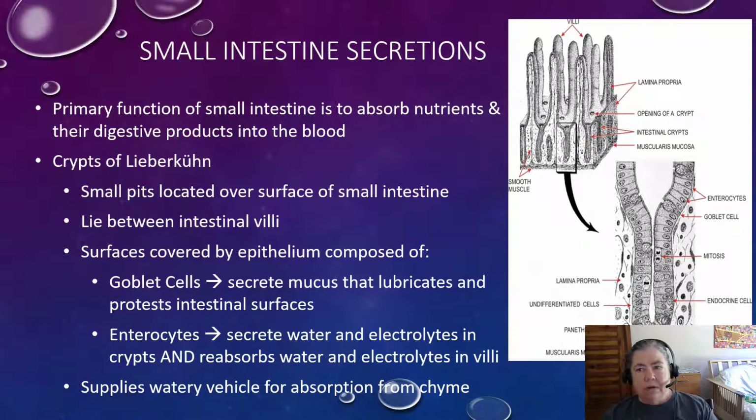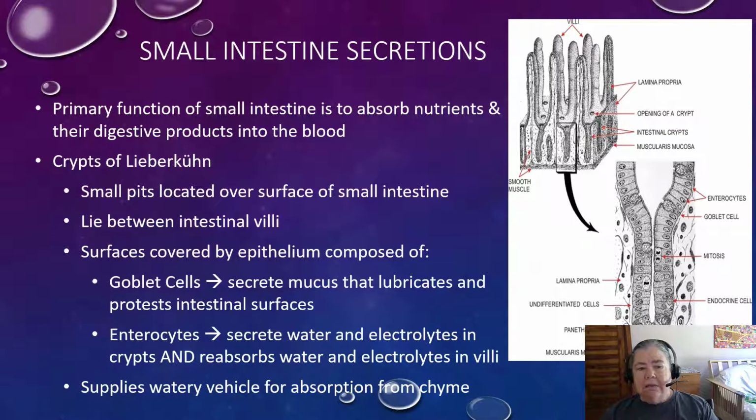However, during the course of a day, a large amount of fluid is secreted into the chyme of the small intestine. Between the intestinal villi, and here we have villi, there are pits that are called the crypts of Lieberkühn. And on the surface of the epithelium of those pits, there are cells that secrete mucus that are called goblet cells, and these goblet cells secreting mucus help to protect and lubricate the surfaces of the intestine.